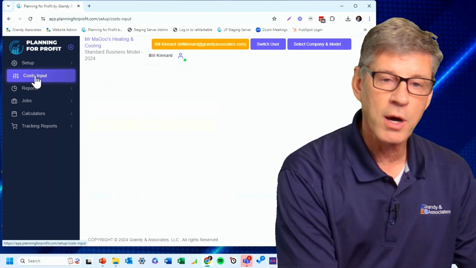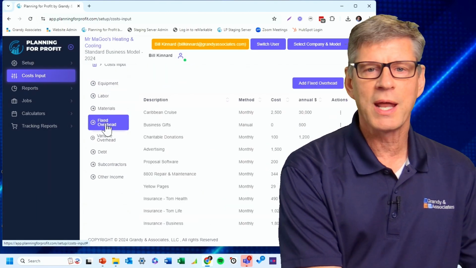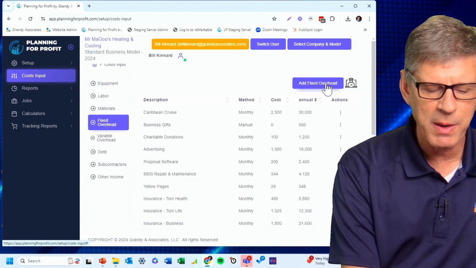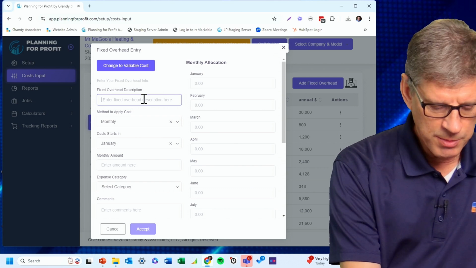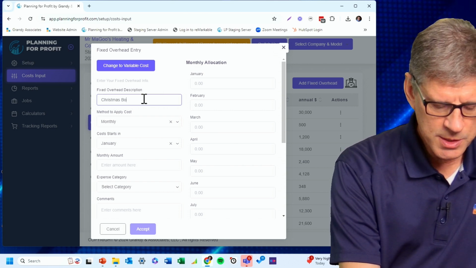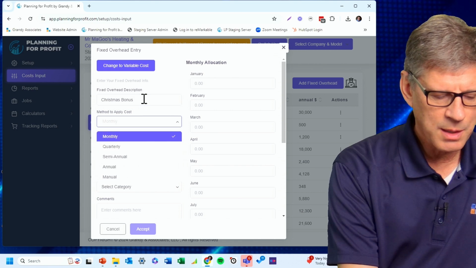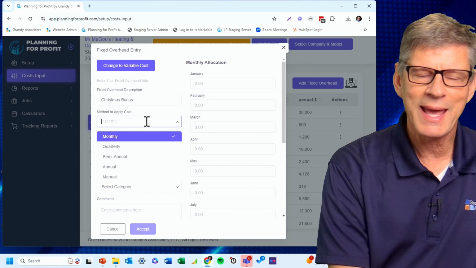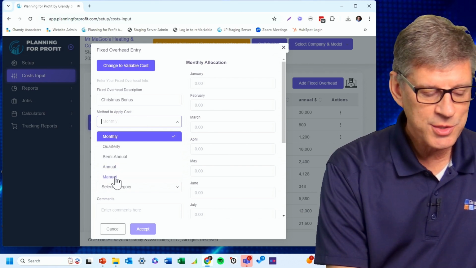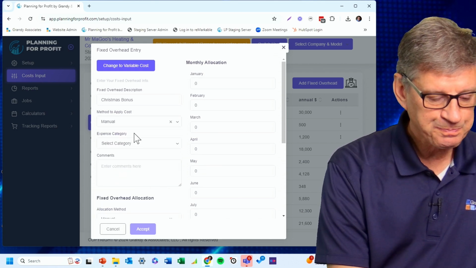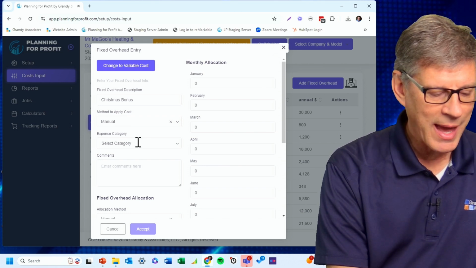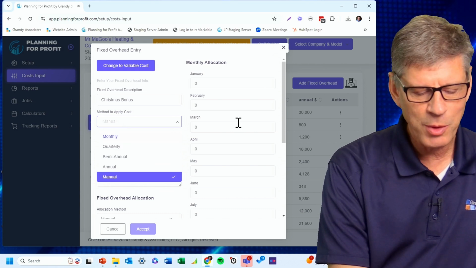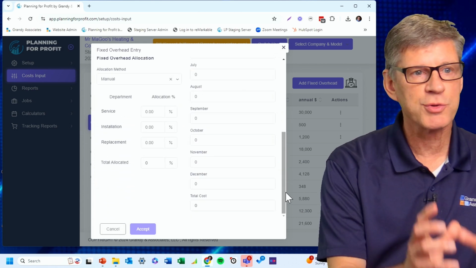Now I'm simply going to go into cost input, and I'm going to go into my fixed overhead expense. All I need to do is add in a new expense here, just like I would any other expense. Add a fixed expense. This is going to be Christmas bonuses. I'm going to put it aside monthly, right? And in reality, this is when we're going to pay it out, right? So I could say it's going to be manual and we're going to pay it out in December. We could do that. But again, right now I'm simply going to say we'll pay it out in December. We can keep it that way because that covers all scenarios, right?